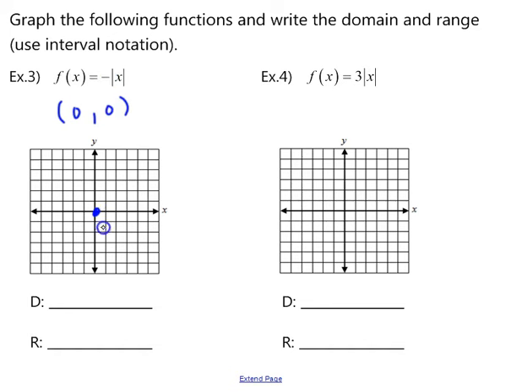So the fact that it opens downwards just means that instead of having a slope of positive 1 to the right, it's going to have negative 1 to the right. And instead of having a slope of negative 1 to the left, it's going to be positive 1 to the left. Then we follow the same steps. We're going to connect our points to graph our absolute value function.